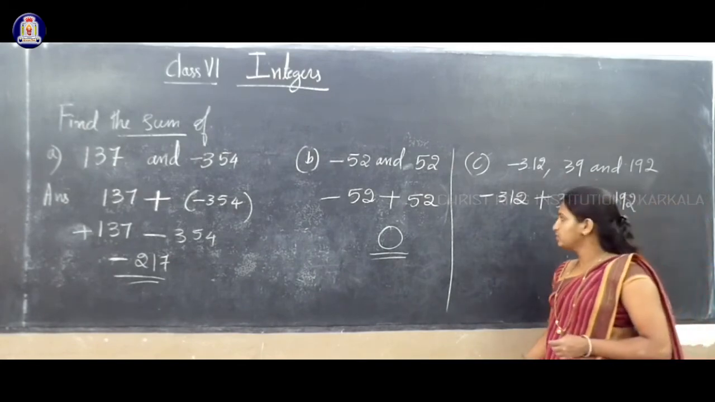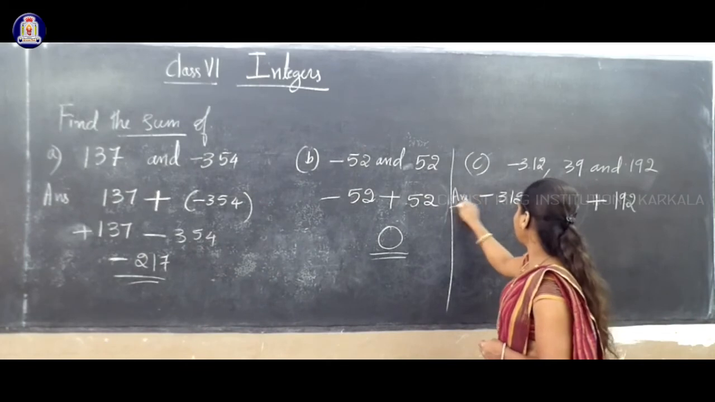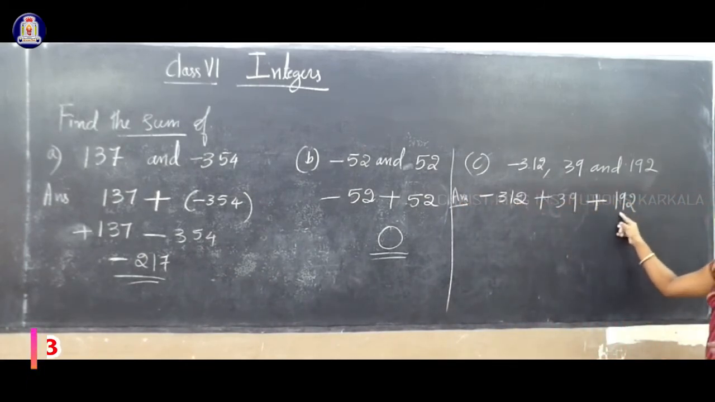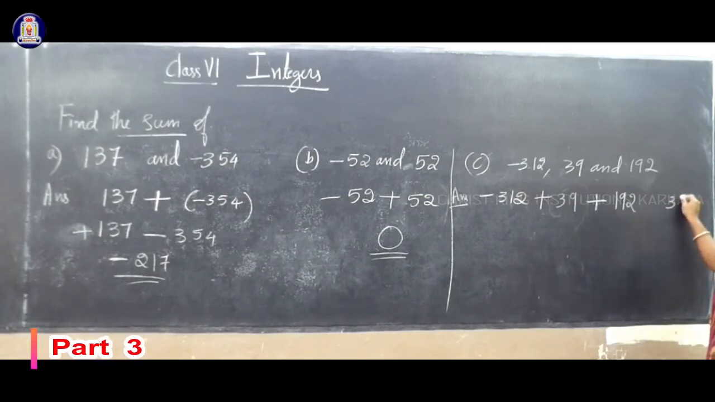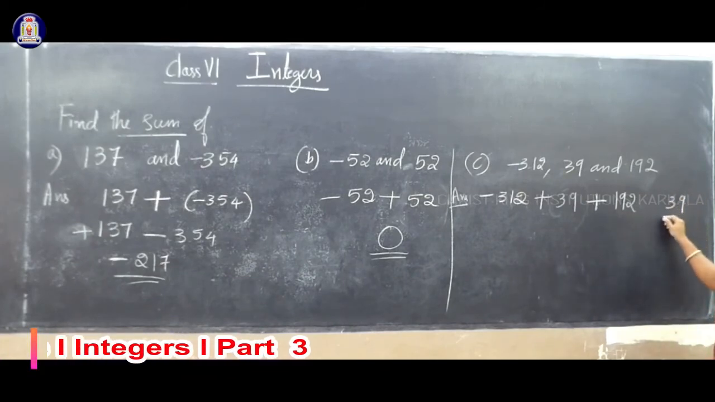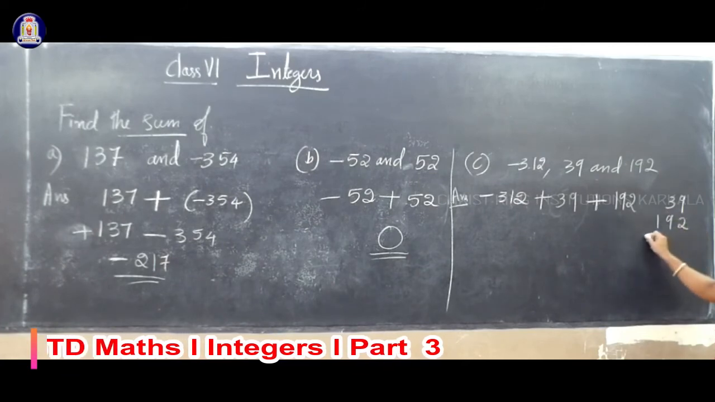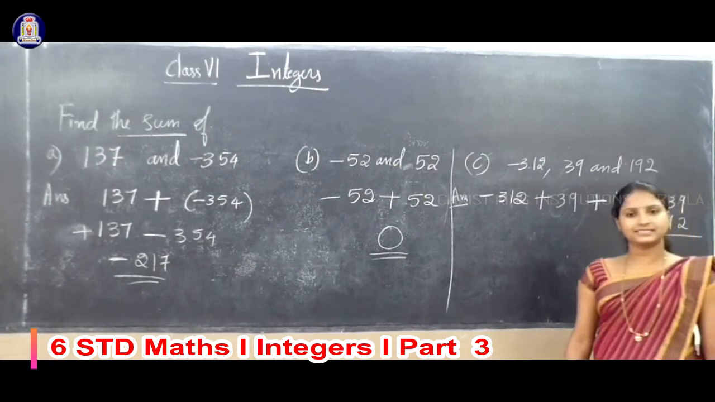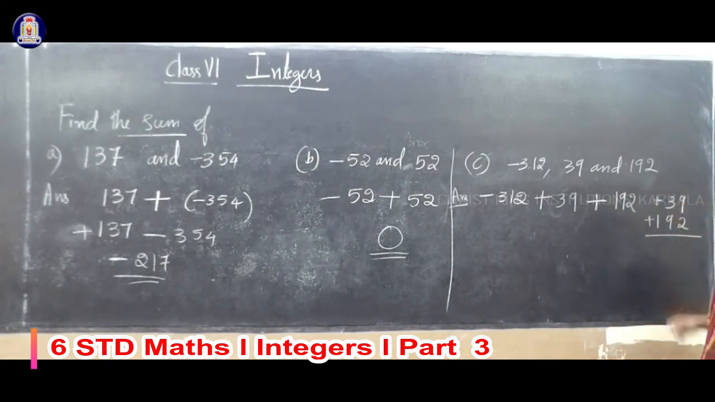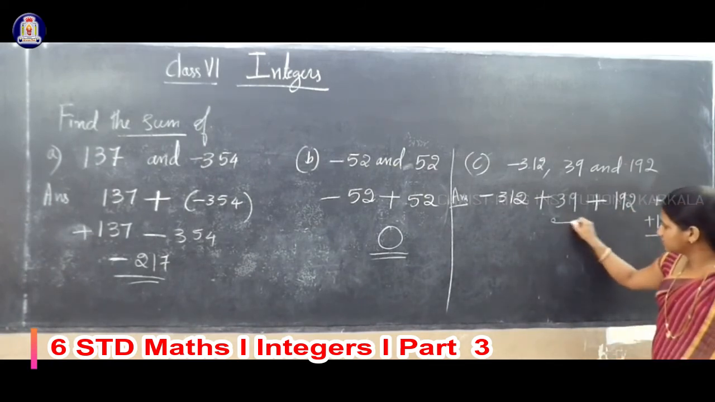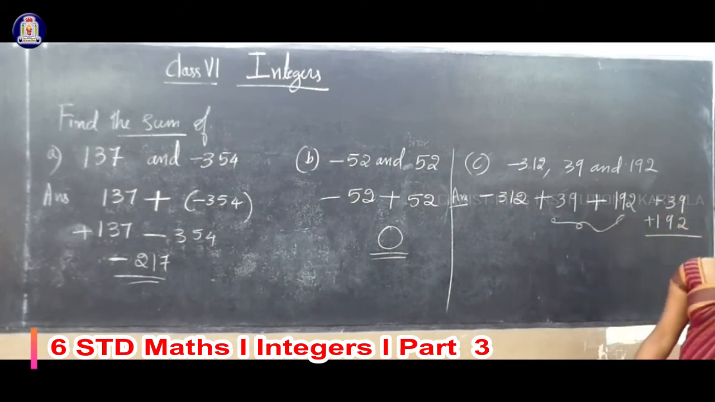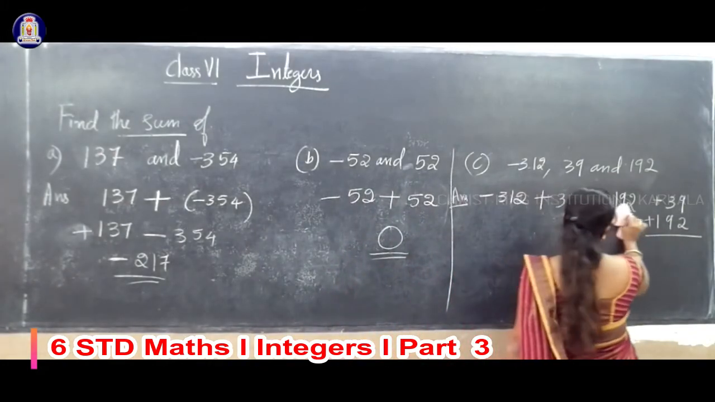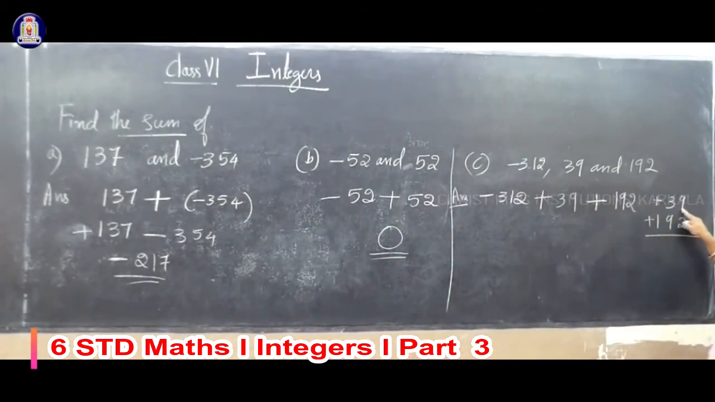Clear? So now we'll see minus 312 plus 39 plus 192. In this, 39 and 192, these two are positive integers, right? Both are plus, plus. So you can do the calculation like this. First add 39 and 192. The answer, we get 9 plus 2.